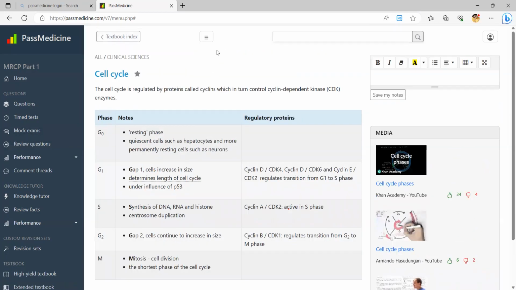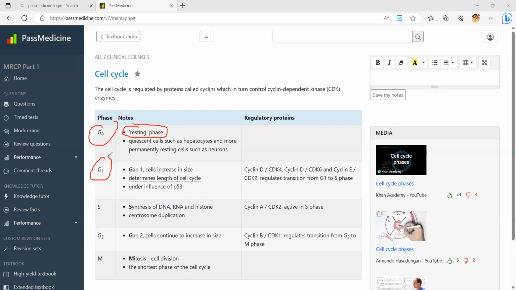Now, cell cycle. So for the cell cycle, you need to know the phases and what is happening in each phase. So G0 means resting phase, quiescent cells such as hepatocytes and more permanently resting cells such as neurons. The quiescent cells are not usually entering into mitosis or cell division. So these cells are in the resting phase.